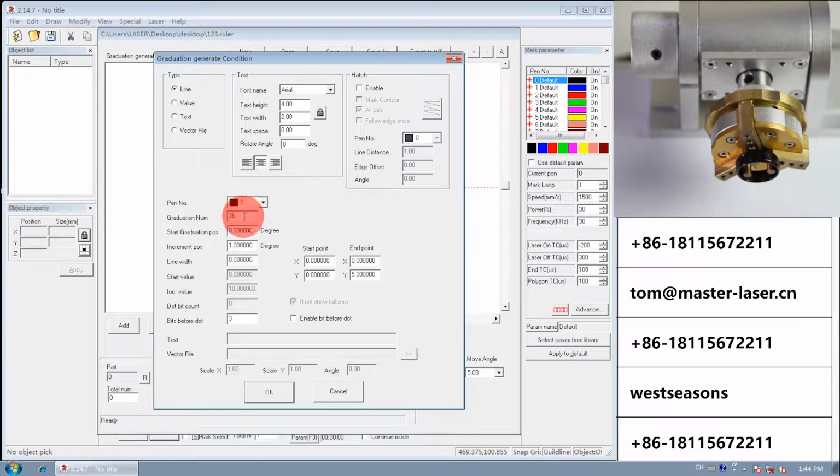Add line. Graduation number equals 6. Increment position equals 60 degree. Endpoint Y equals 4.